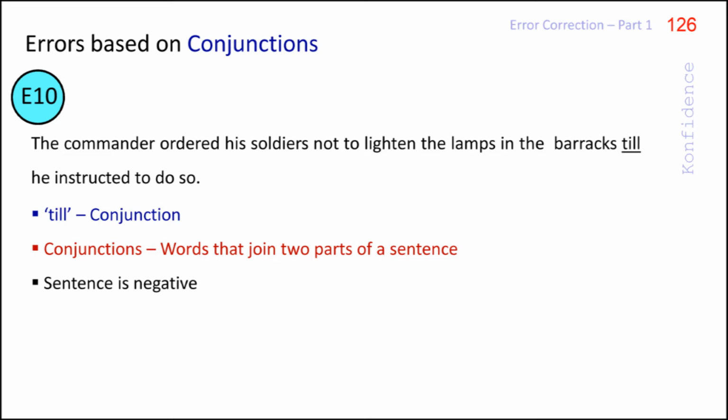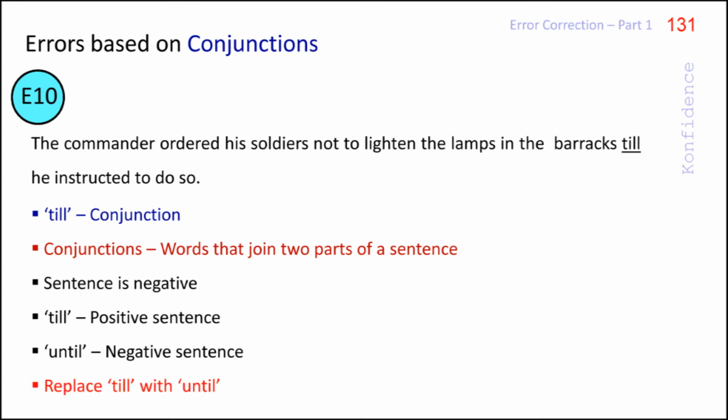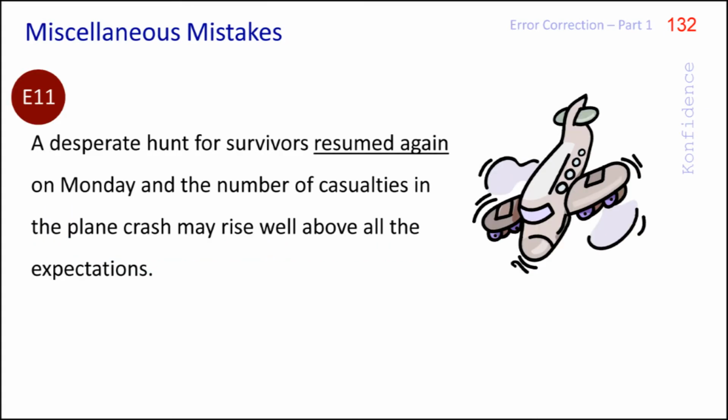According to the grammatical rule, till is used in a positive sentence and until in a negative sentence. Until is also more formal than till. So in this particular sentence, till must be substituted with until. Look at this sentence given in the slide.